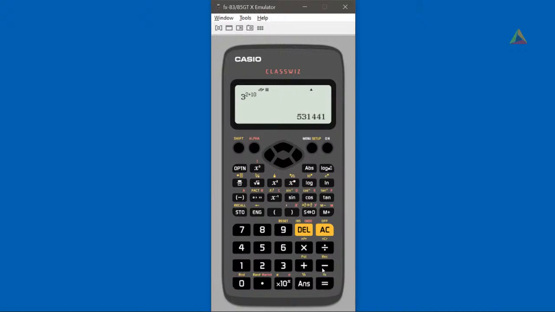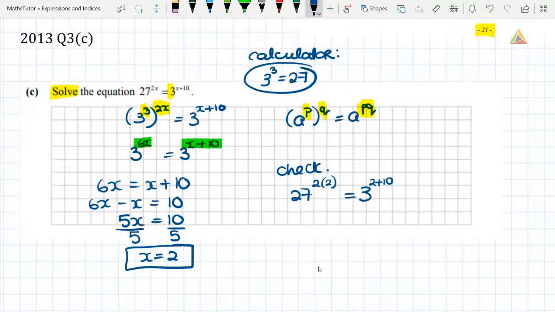And we get exactly the same number. So again, that's a nice way just to check that we've done our sum right when we check on our calculator that those two sides are equal. So that's using our indices to solve equations.